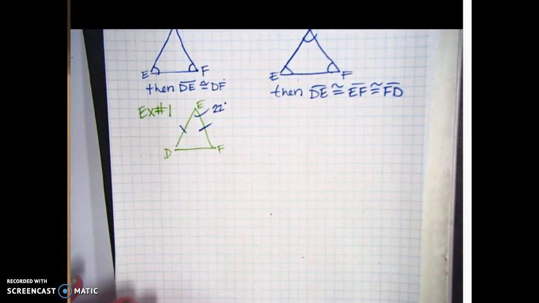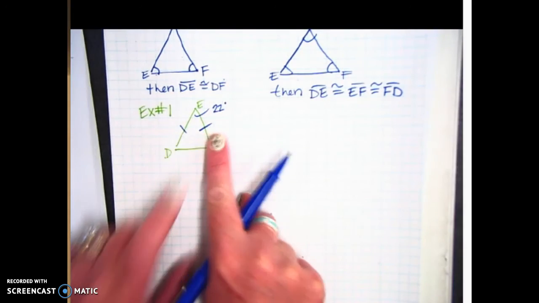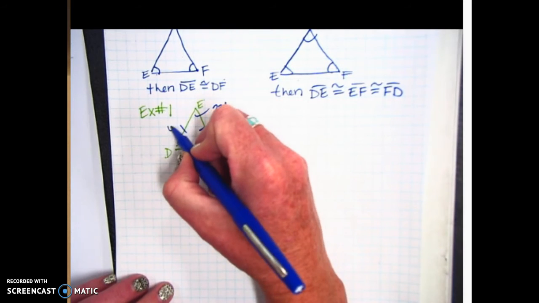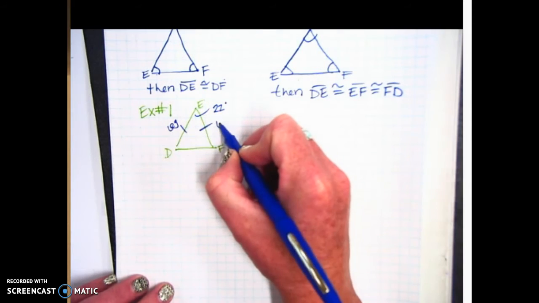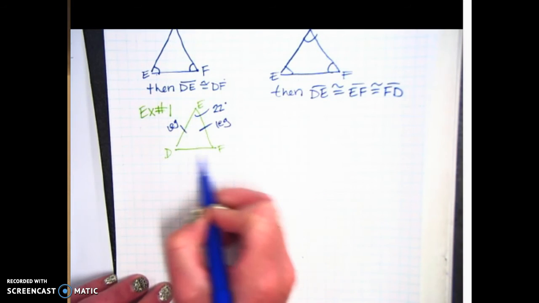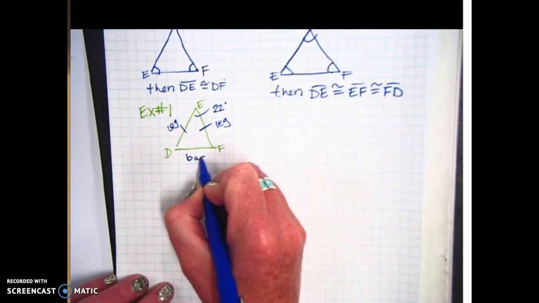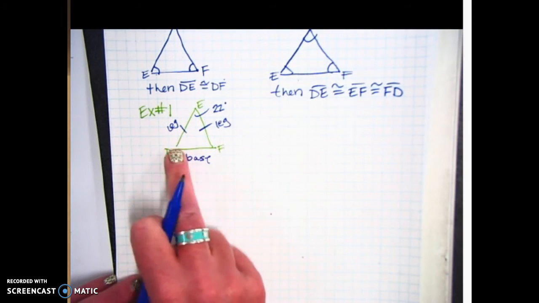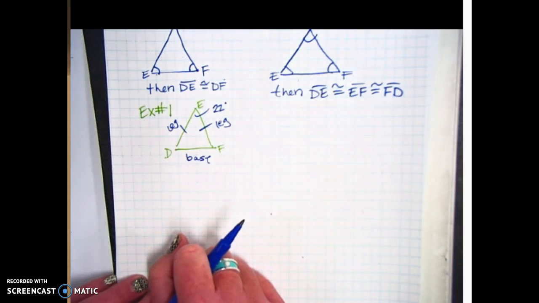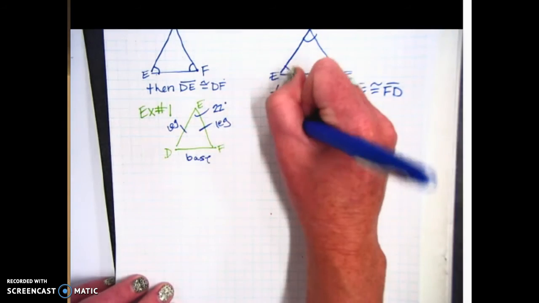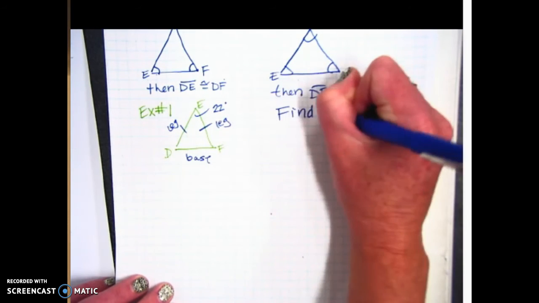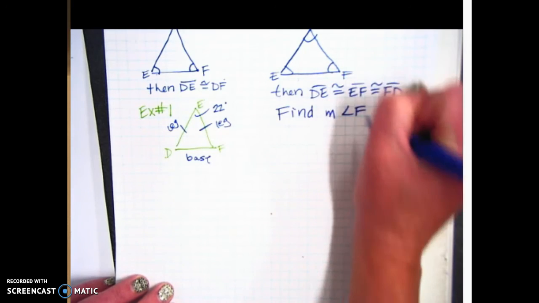On an isosceles triangle, when you have the two congruent sides, those are called legs. So this side is a leg, and this side is a leg. The third side that isn't marked congruent ends up being called a base. And those two angles end up being base angles, okay? The directions here are to find the measure of angle F.